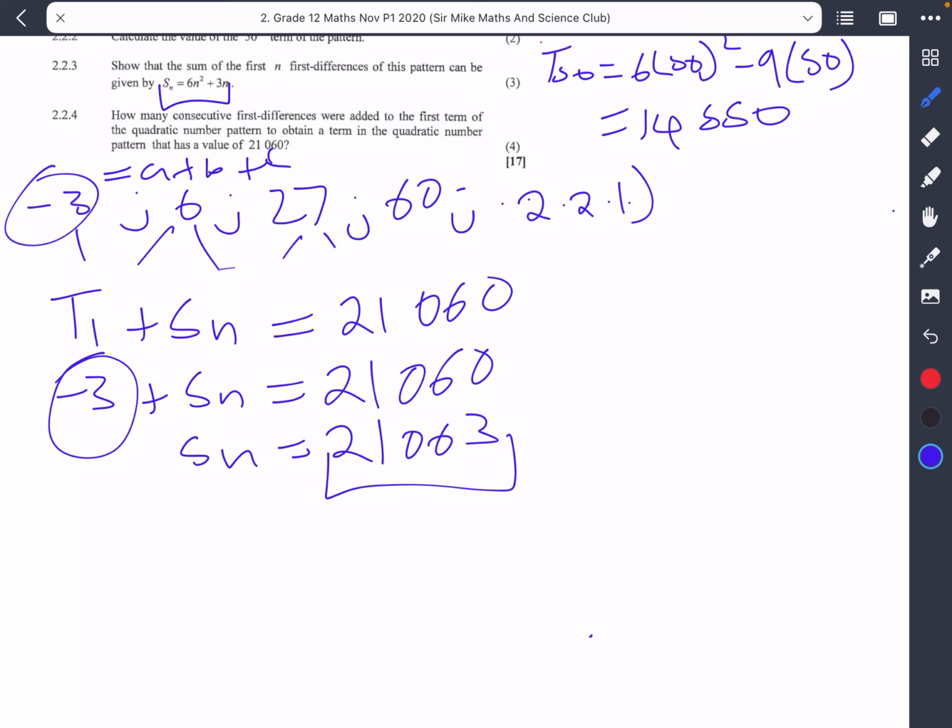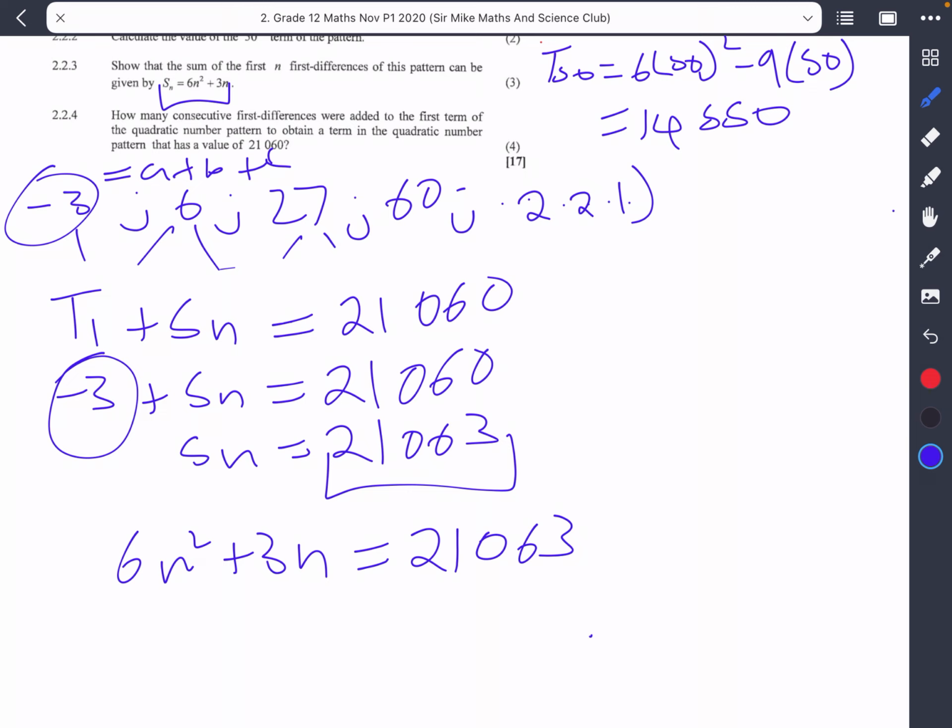So what I'm going to do is equate that Sn. Now remember that Sn is equal to 6n squared plus 3n, right? So I'm going to equate that Sn to that value there. I know that 6n squared plus 3n must give me 21,063, if I'm not mistaken. I just hope I'm right to some extent.